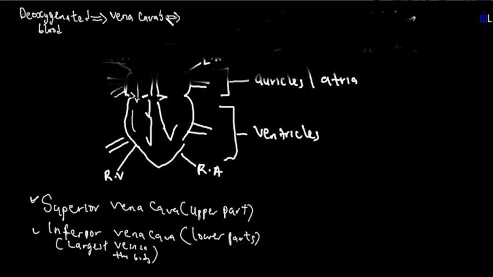So let's continue. From the vena cava, it enters the right auricle. Now, from the right auricle, it will enter the right ventricle. But on passing from the right auricle to the right ventricle, there is a valve there. And that valve is what we call the tricuspid valve.